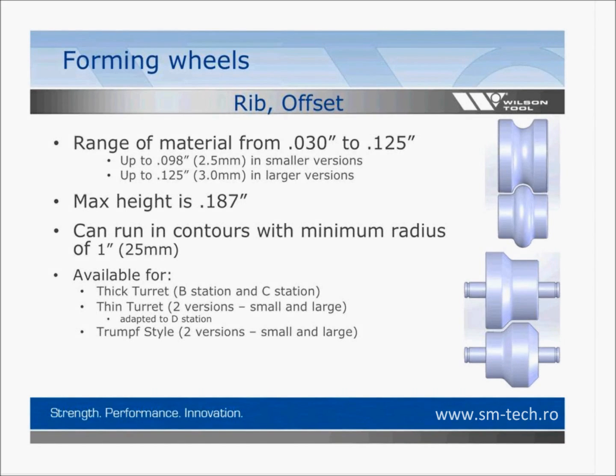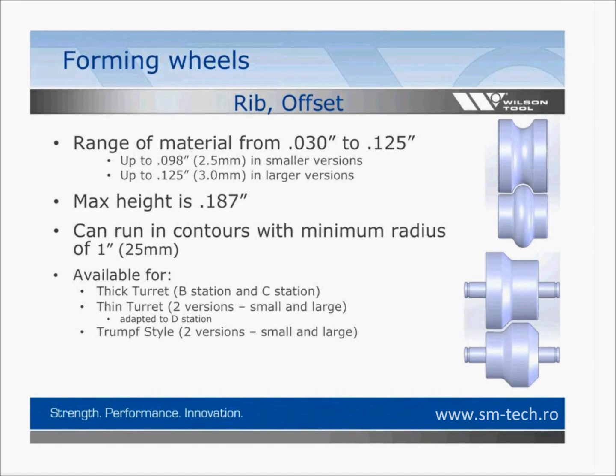The forming wheels are made in a couple of different station sizes, and the wheels then have different axle sizes. So in the smaller versions, which fit in a thick turret machine, it would be in the B station. We typically maximum material thickness is 098. If we go up to the C size station in a thick turret machine, then we can increase that maximum material thickness to 1/8 inch. And the same is true in a Trump style tool. It's not a different station size, but we do make a couple of different versions of the wheel tool with different axle sizes.